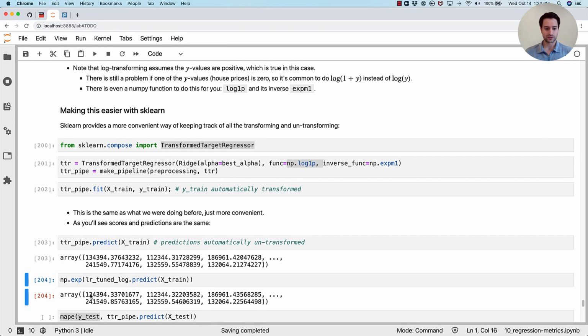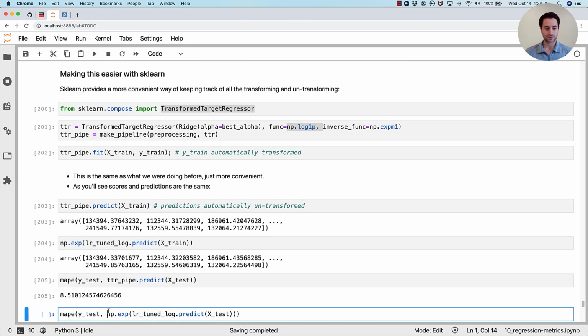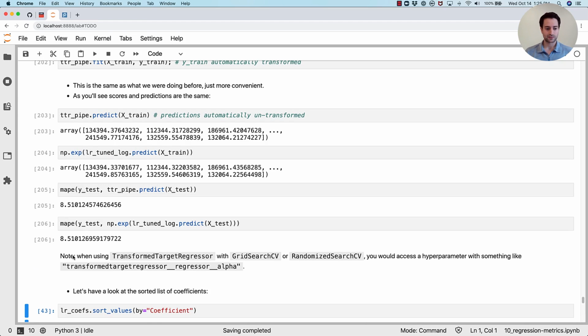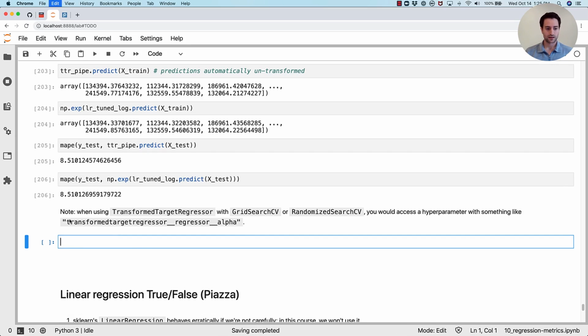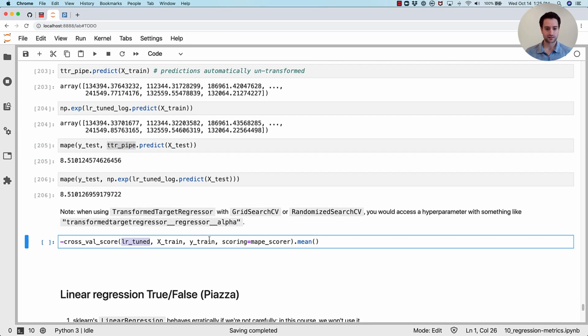Yeah, and I'm just showing you get the exact same predictions if you apply expit yourself, or if you use this, and you get the same MAPE if you do it yourself and if you do this. So now I should be able to do, oops, that is completely not what I was looking for. Bam. Okay, so let me see if I can do this.